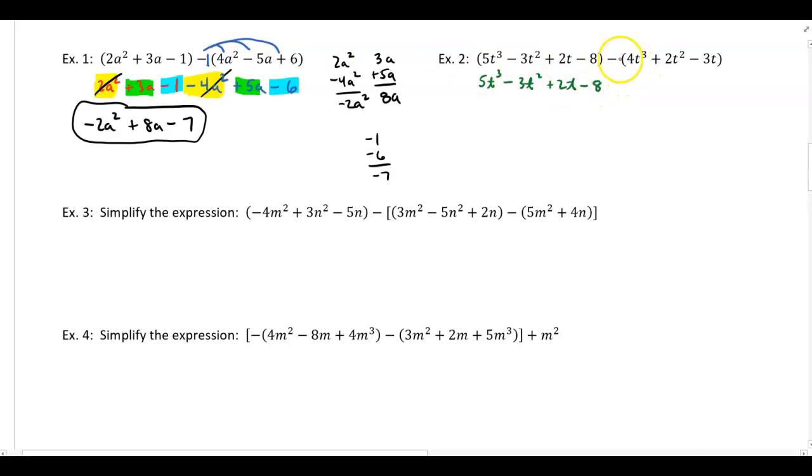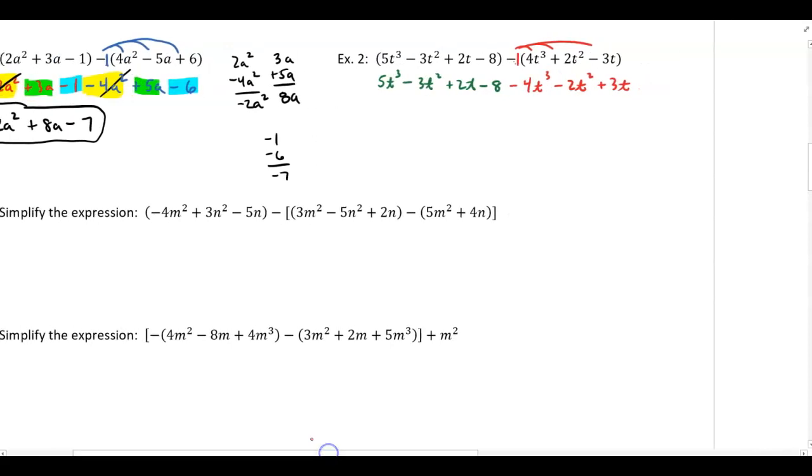But in the next quantity, what do I have to distribute? This minus sign. A negative times positive 4t to the third is negative 4t to the third. A negative and a positive here would be minus 2t squared. And a negative would make that a plus 3t. Once I'm at this point, now I combine like terms. Okay, the t to the thirds go together. The t to the seconds go together. The t's go together. And the constant goes together.